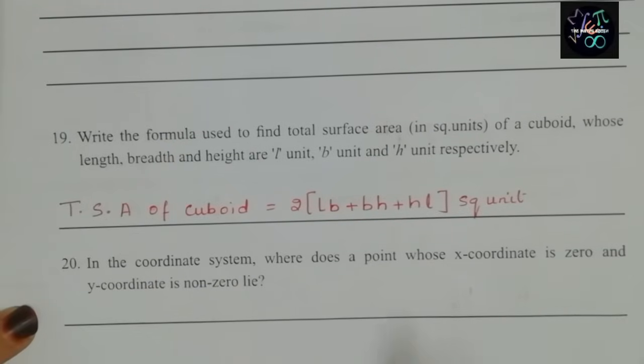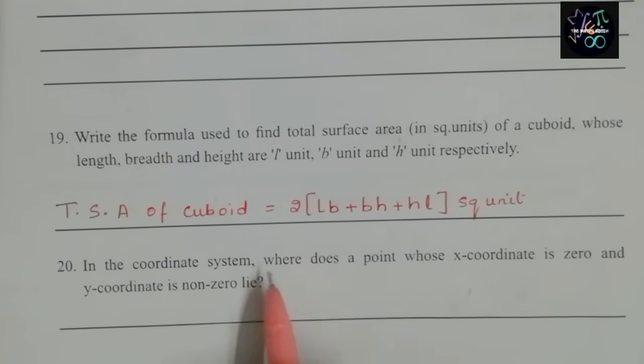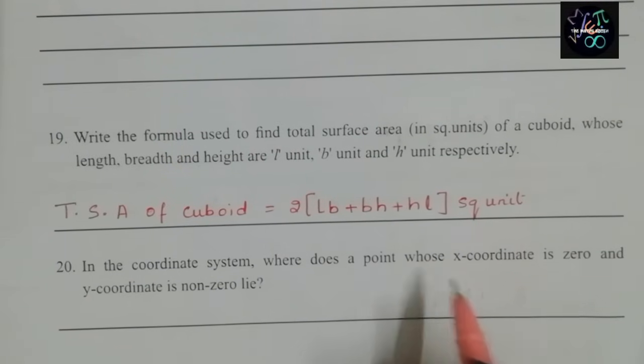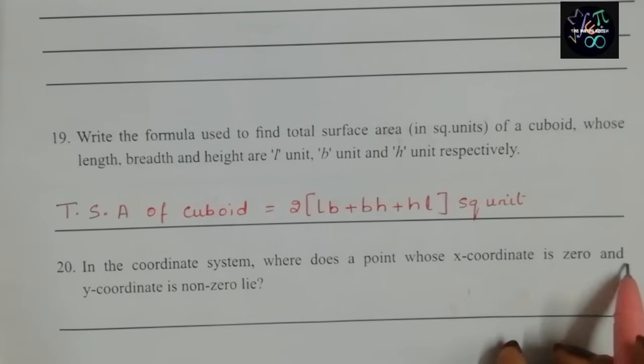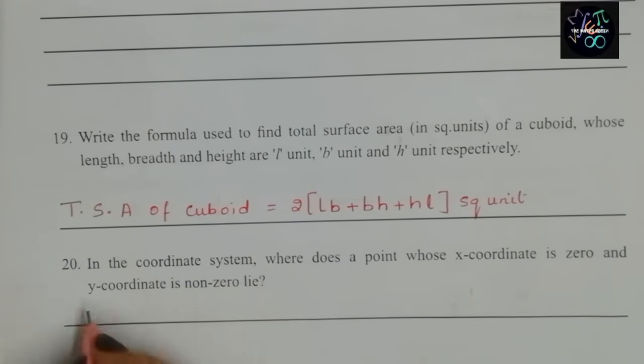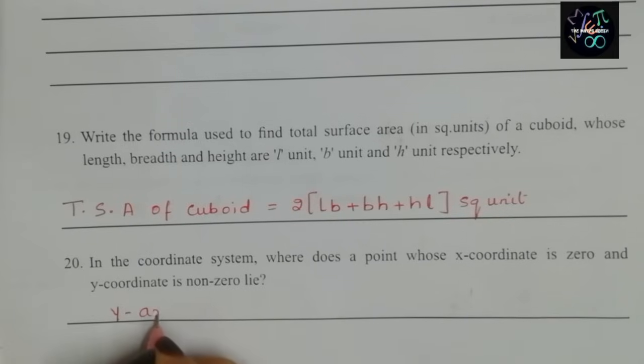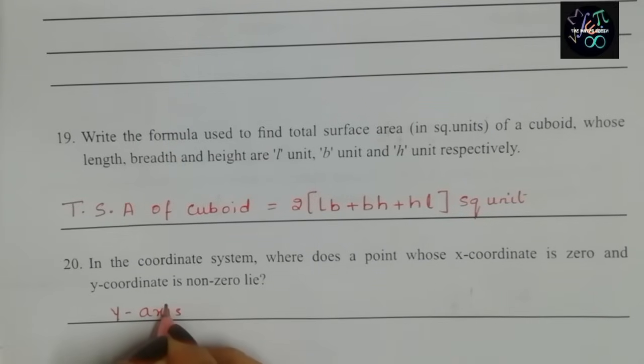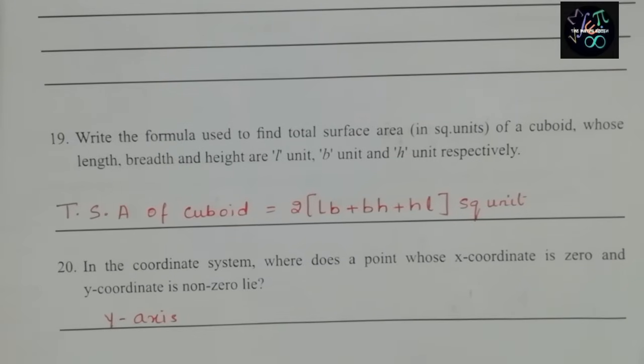Next question. In the coordinate system, where does a point whose x coordinate is 0 and y coordinate is non-zero lie? Which axis? So the y axis. Question 20 is the y axis. Next question.